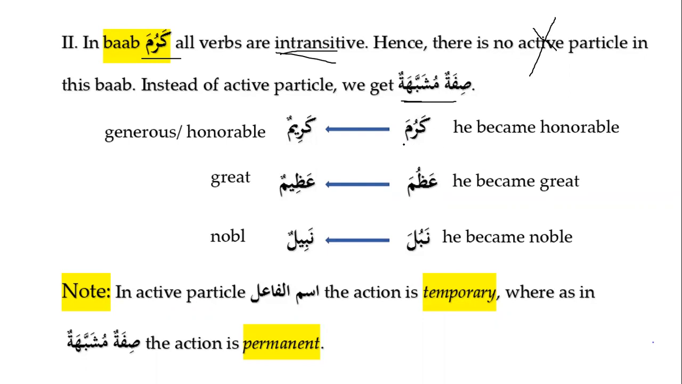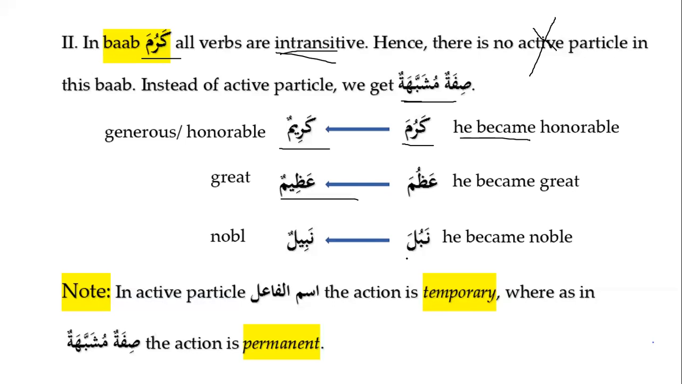So for example, we have karuma, he became honorable. And why do we say he became honorable? Because it is intransitive, so it gives the complete meaning by itself. It doesn't need an object. Here we don't have karimun on the pattern of fa'ilun; instead, we have the pattern of fa'ilun, and on it we have karimun, generous or honorable. So from bab karuma, we don't get active particle, we get sifatun mushabbahatun, and it comes on the pattern of fa'ilun. Similarly, we have aduma, he became great, and we have azimun.